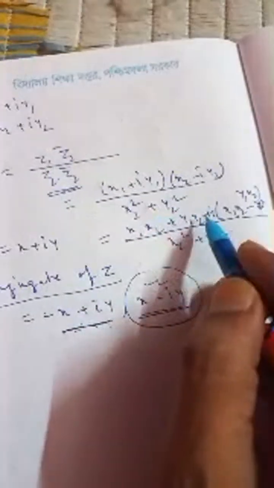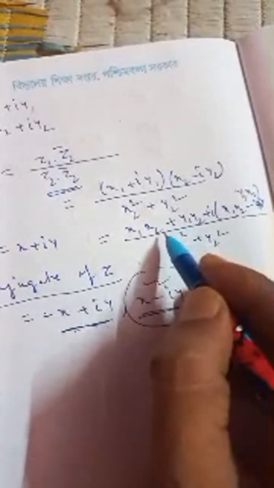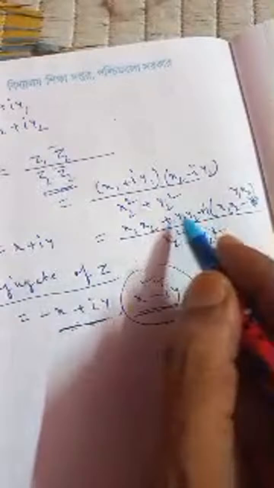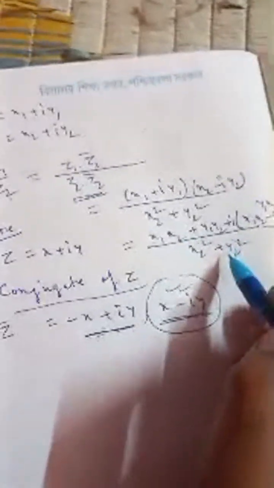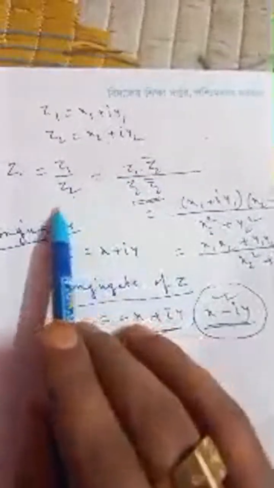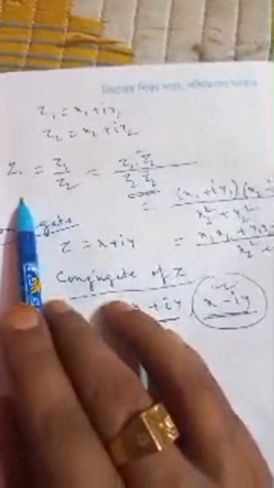So here, if we separate, we will find the real part and the imaginary part. So it is another complex number. We can follow that after addition, subtraction, multiplication and division of two complex numbers, we will get another complex number. So addition, subtraction, multiplication and division all are possible, but we will get another complex number.